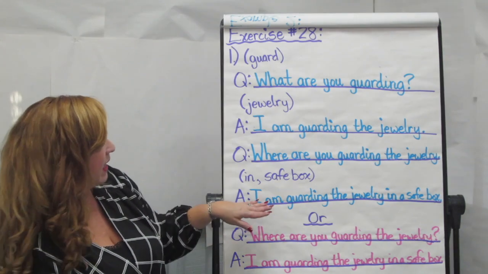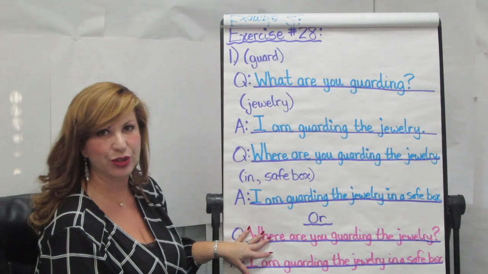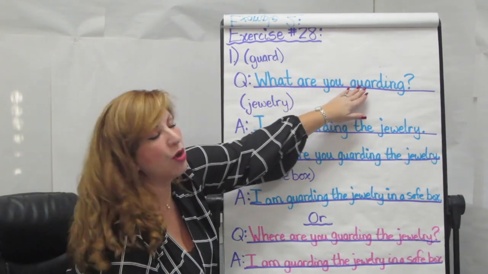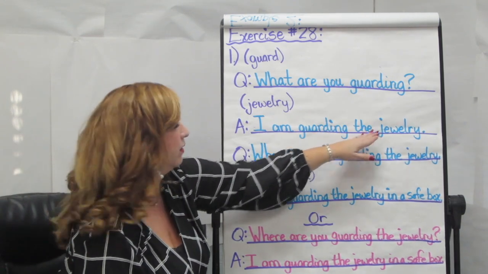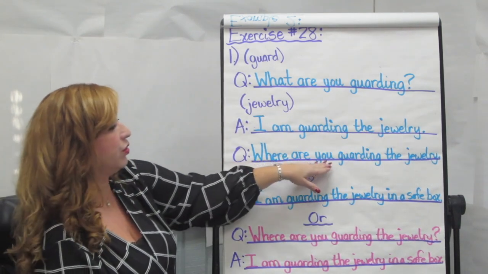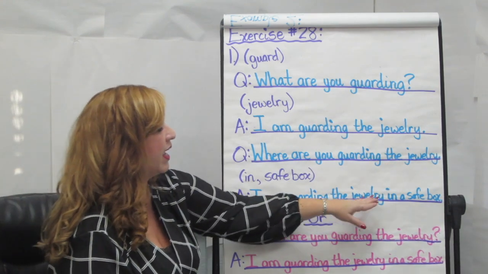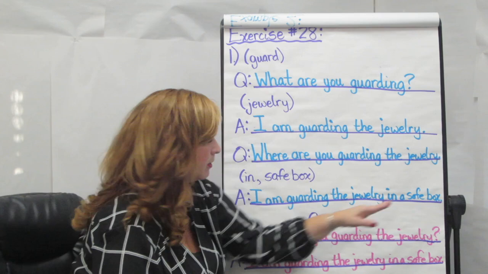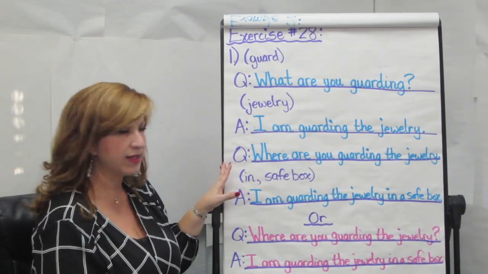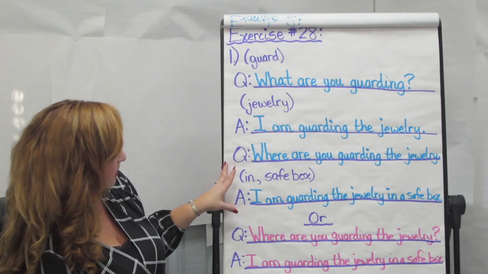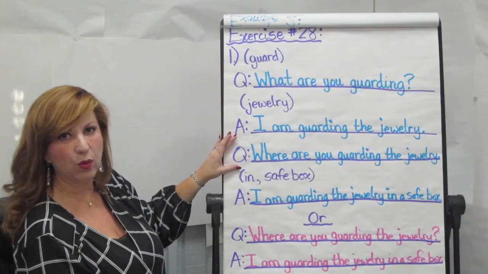So again, let's revisit both questions before we move into the combination of the two. What are you guarding? I am guarding the jewelry. Where are you guarding the jewelry? I am guarding the jewelry in a safe box. Okay, again, so this example we know is in the present progressive, and we could see that we have the what question and we have the where question.